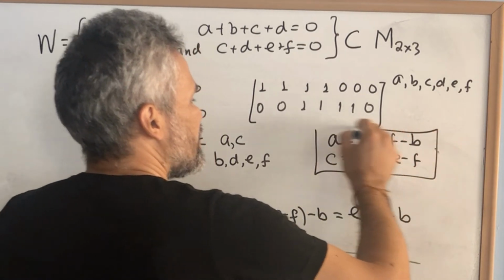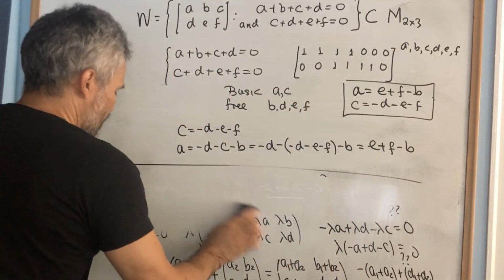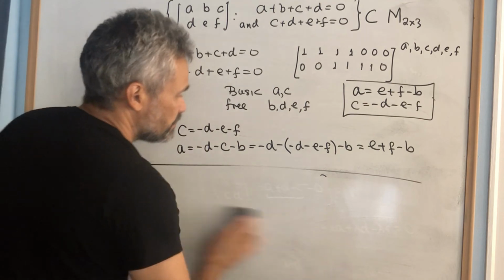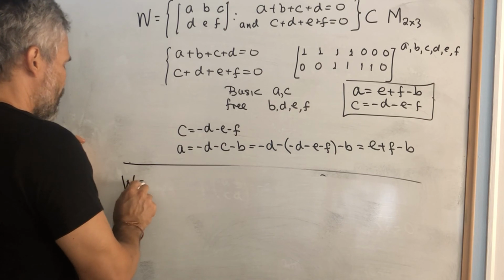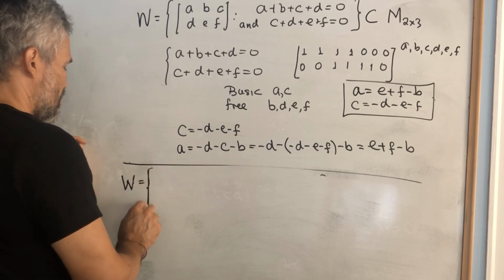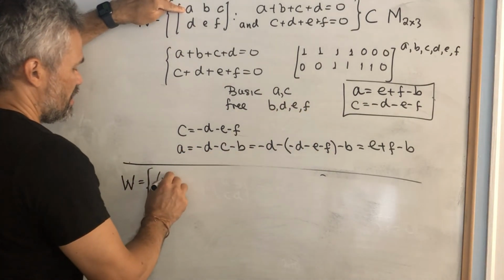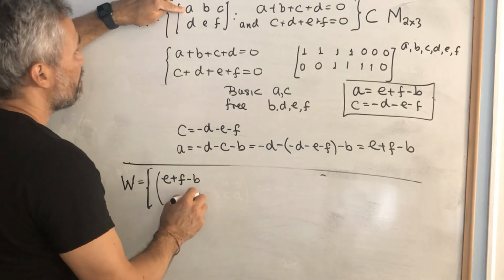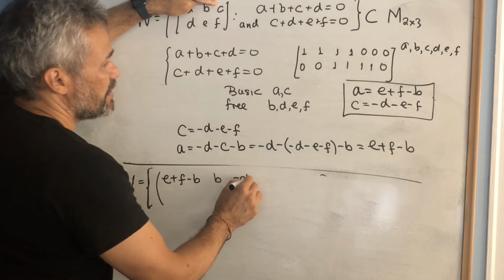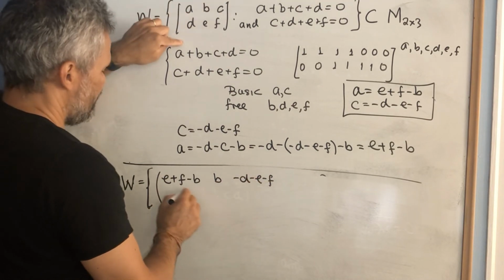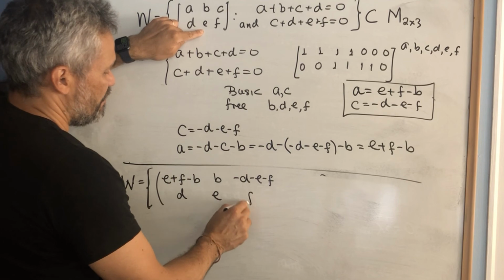We have solved the basic variables in terms of the free variables, and therefore we can write this W in this form. W is just the matrices of the form: instead of A, I write E plus F minus B, and B is a free variable; instead of C, I write negative D minus E minus F. Here we have D, and here we have E, and we have F.